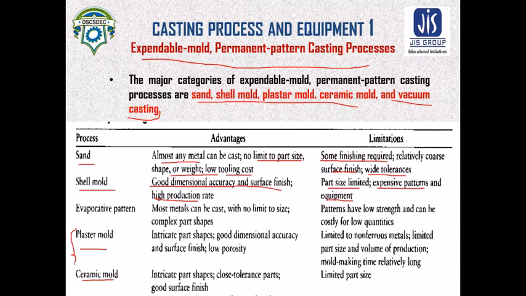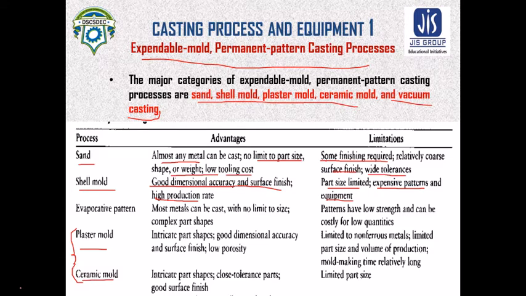These two can be named as precision casting. Why precision casting? Because here surface finish and dimensional tolerance are maintained at higher accuracy for plaster molding and ceramic molding. The dimensional accuracy is maintained more accurately, so that's why they are called precision casting.